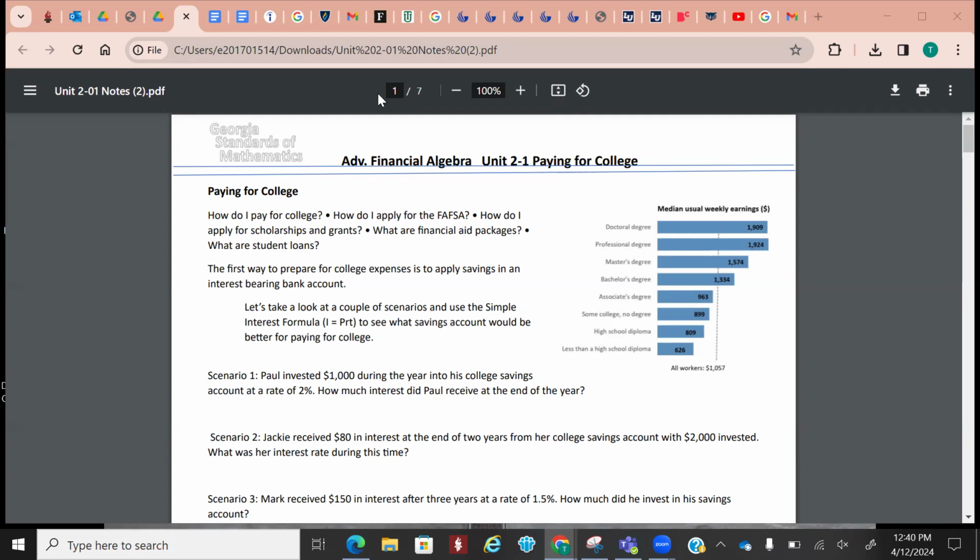So we would take his 1,000, multiply it times 0.02, because remember, we want to move that 2 decimal places over. So 2%, we're moving that 2 decimal places over, okay? And then we're multiplying it by 1. That would be $20. Okay, so he earned $20 in interest.